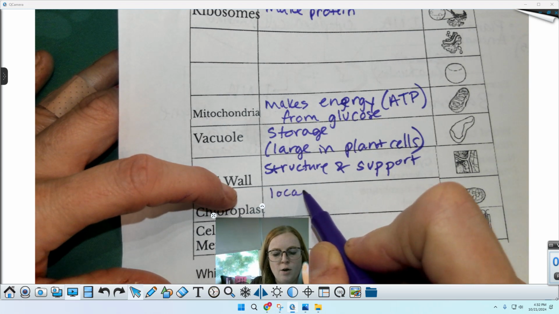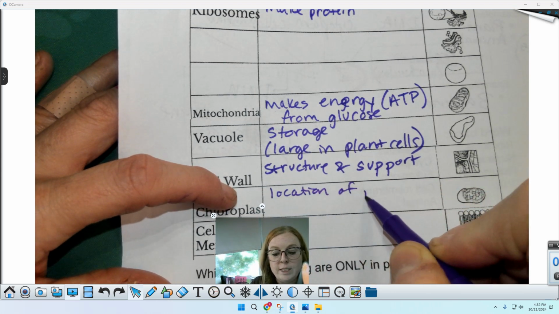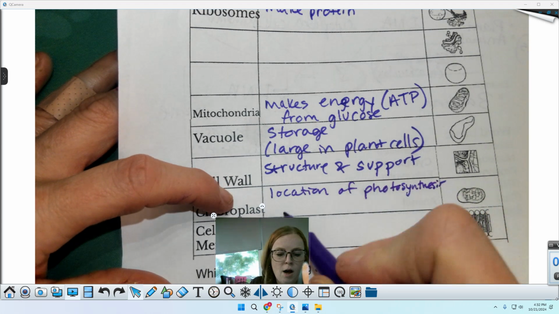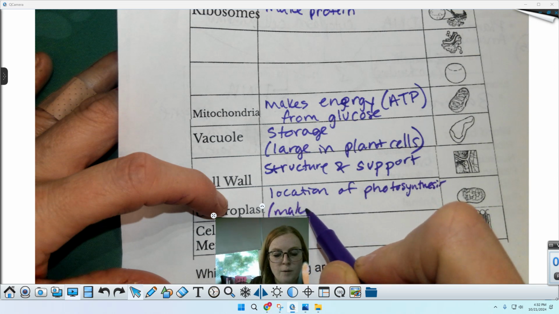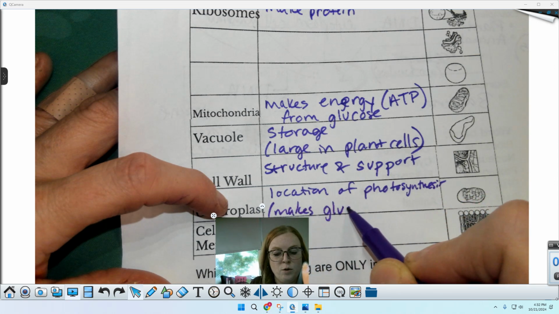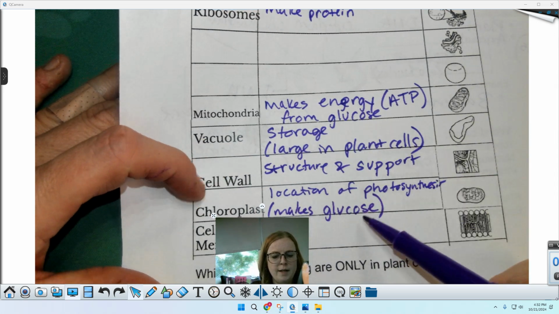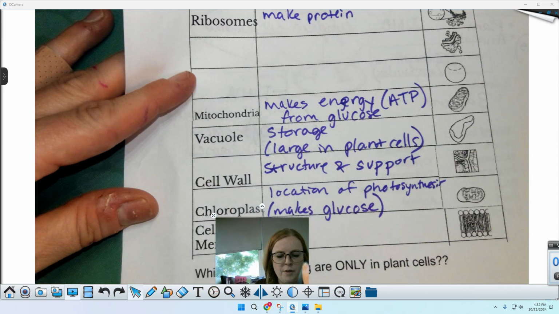Chloroplast is the location of photosynthesis, and it's going to make sugar. Specifically, it makes glucose using the power of the sun. Glucose. That seems important. It's using glucose up there.